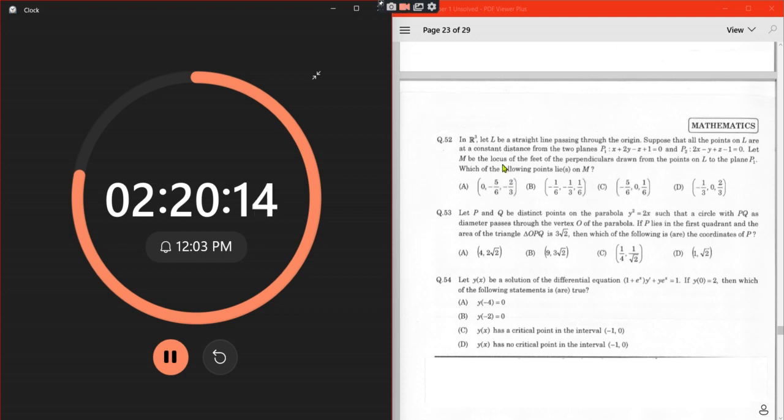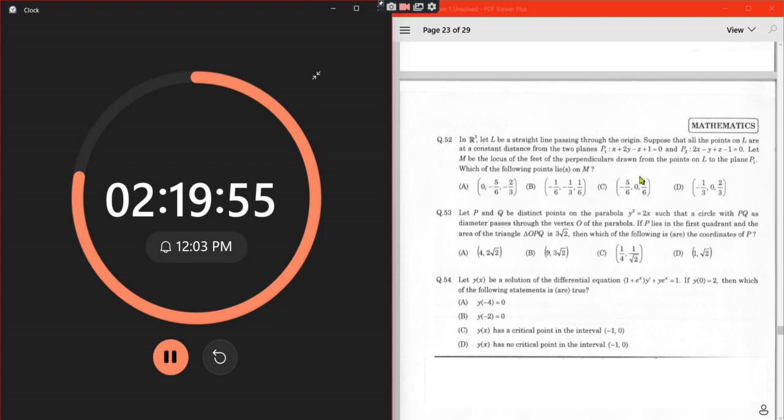Okay, let M be the locus of the feet of the perpendiculars. Basically the planes, okay, these are perpendicular, that's what you are saying. Oh, easy as that. So the cross product will be there. Let M be the locus of feet of perpendicular from that line to plane P. Then which of the following points lie on M?